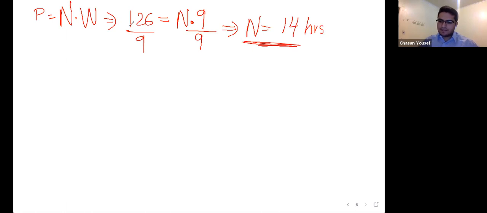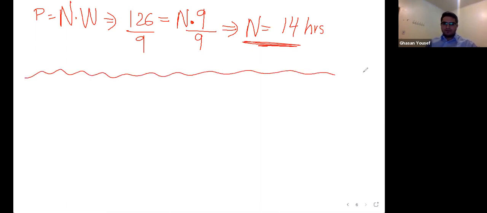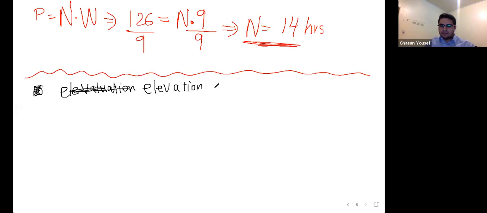Okay. Is it clear? Everything is fine until now? So let me go to another model. Here we have another model. It's called the elevation temperature model. All the models are the same idea. Nothing new, nothing different.